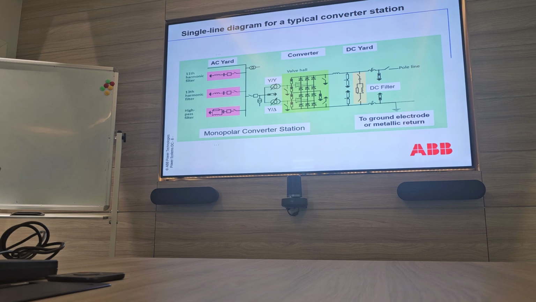Why do we use this high pass filter? The high pass filter is for the 24th, 36th, higher end filters, higher order filters. Whatever higher order harmonics there are will be suppressed in the high pass filter.